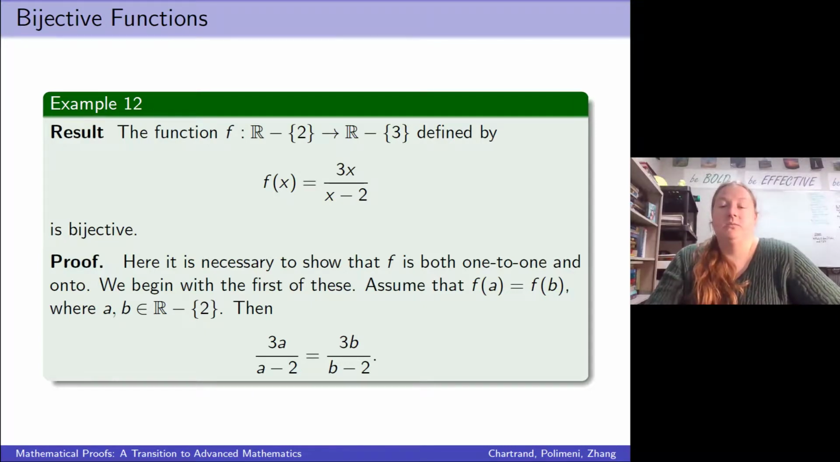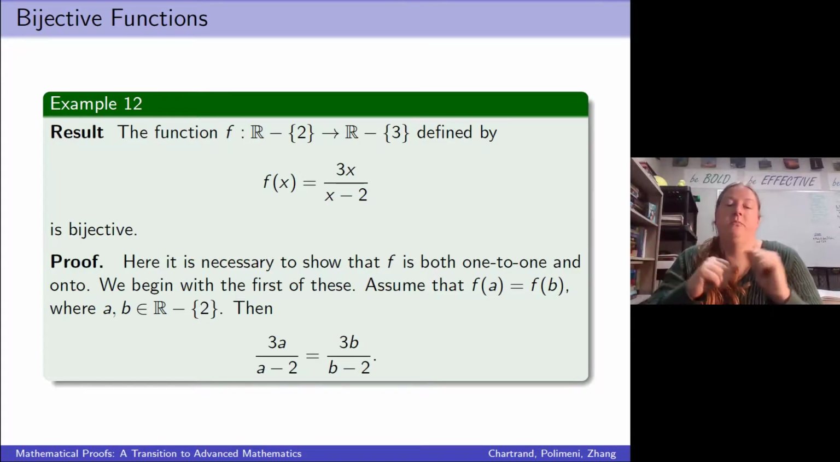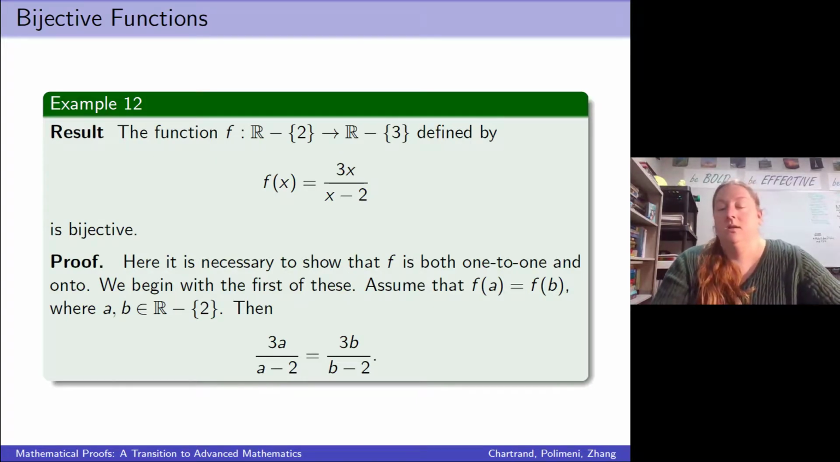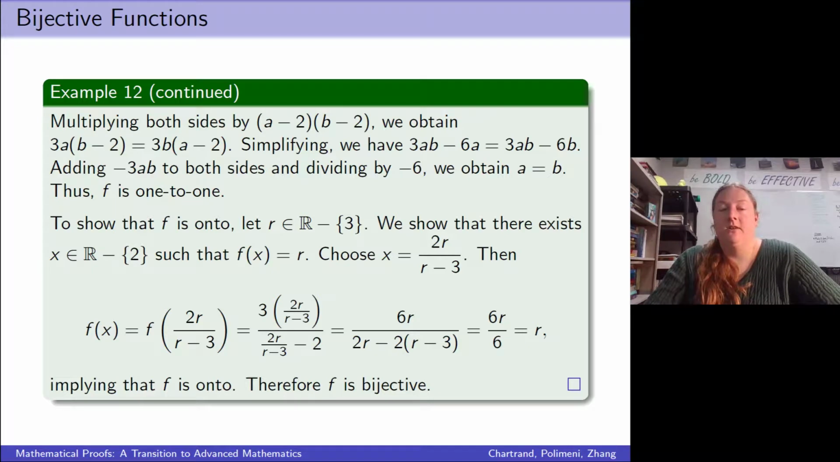So let's show that it's 1 to 1 to begin with. We're going to assume that f of a equals f of b, where a and b are real numbers that don't equal 2. So we have 3a divided by the quantity a minus 2 equals 3b divided by the quantity b minus 2. Now, if we multiply both sides by a minus 2 times b minus 2 to clear out our denominators, we're going to end up with 3a times the quantity b minus 2 equal to 3b times the quantity a minus 2.